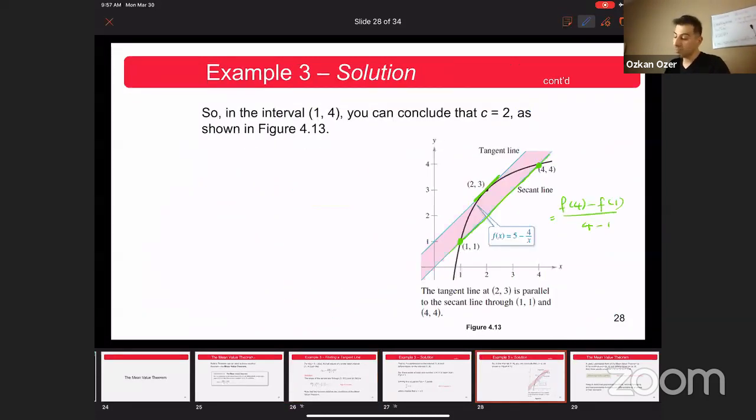And is that true? Well, yes, because the slope of the secant line, we just found that to be 1, right? Slope of the secant line. And as you see, the same slope is achieved at x equals 2, or c equals 2. You can find that the slope of the tangent line at c equals 2 is exactly the same as the slope of the secant line, because these are 2 parallel lines, as you see. Okay.